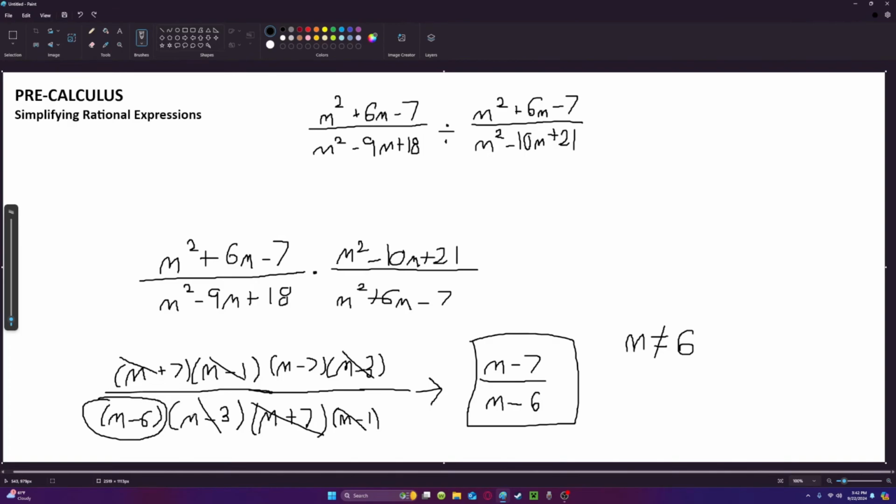So then we're going to move on to the next one, like m minus 3. So m cannot be 3. Let me write a better 3. And then for m plus 7, m cannot equal negative 7. And then as for m minus 1, m cannot equal 1. And then these would all be the excluded values, and those are the only 4 excluded values that there are. So our answer would be m minus 7 over m minus 6, and then our excluded values for m would be 6, 3, negative 7, and 1.